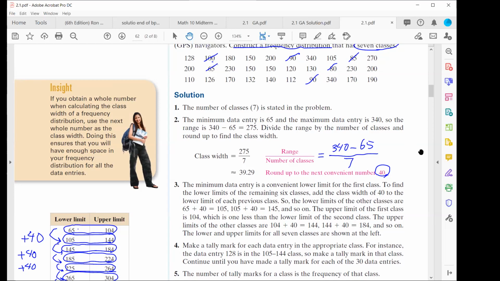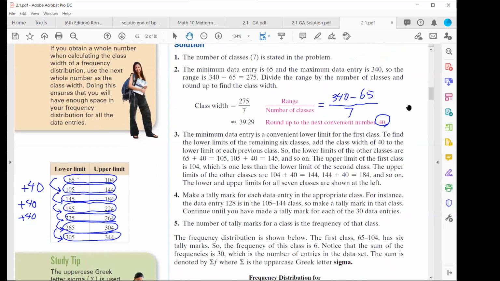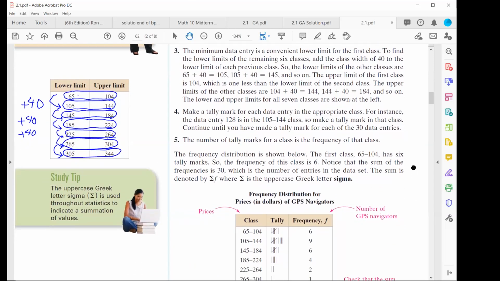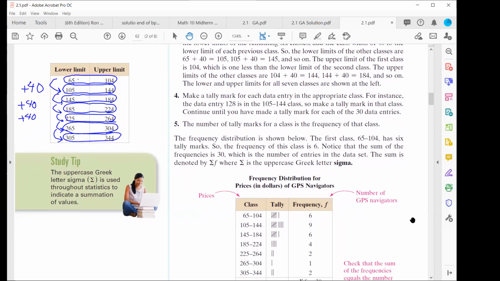Okay, let us move on to the second class. Second class starts at 105 and it stops at 144, and we have to count all of those numbers. If you count them, the tally marks says you have 9 tally marks. So 1, 2, 3, 4, 5, 6, 7, 8, 9. 9 is the frequency of the second class. We can move on to the next class and count all the numbers between 145 to 184 in your collection. Next class, all numbers between 225 to 264 inclusive. Next class, 265 to 304, we count all the numbers. And finally, 305 to 344, we count all the numbers, and it is 2.